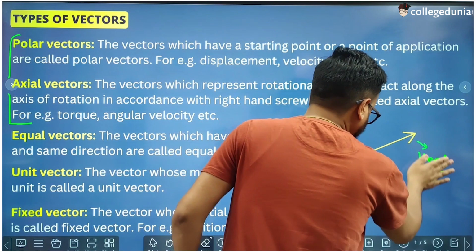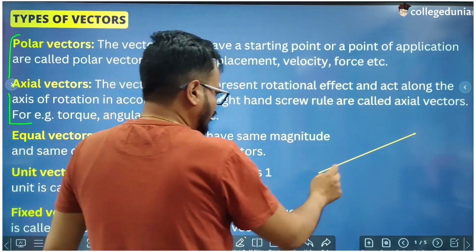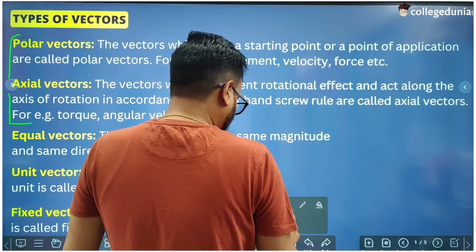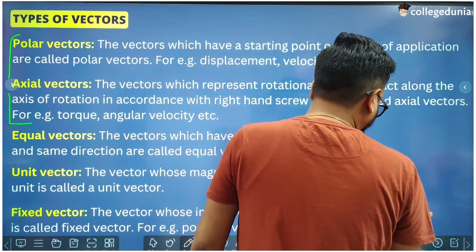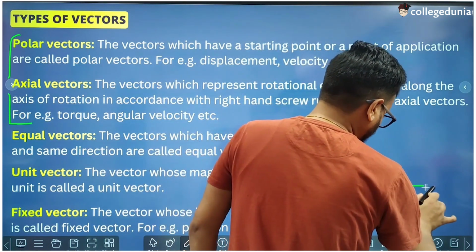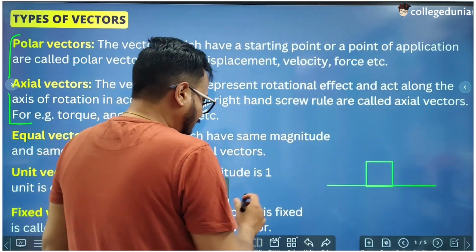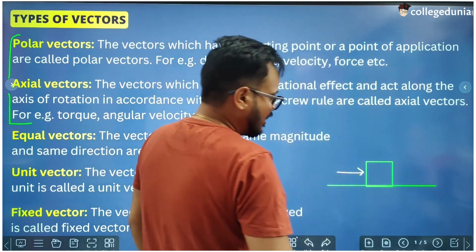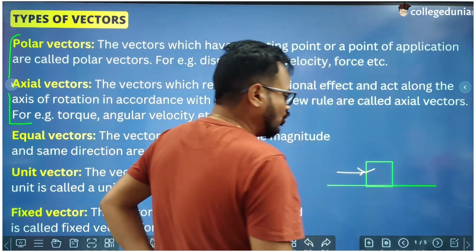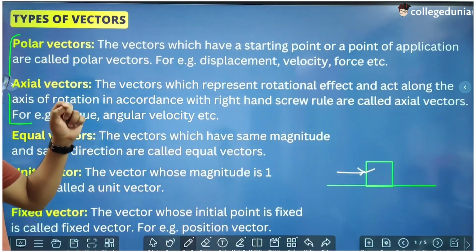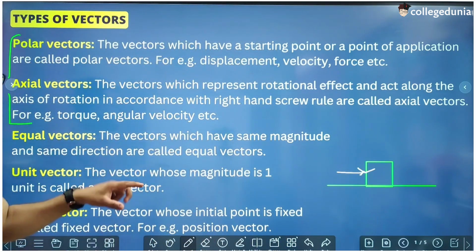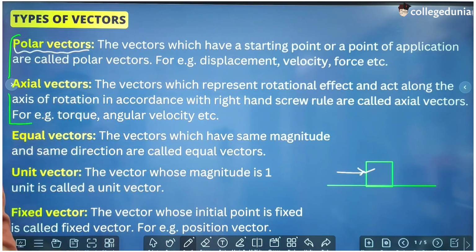For example, let's take the example of force, right? Suppose we have a body kept on some surface, right? This is a body and this body is kept on, suppose, this surface. So when we apply a force on this body, we will say that this force has a point of application. This force is acting at this particular point. So either the vector has a point of application or it is starting from a fixed point. That type of vector is called a polar vector, right?